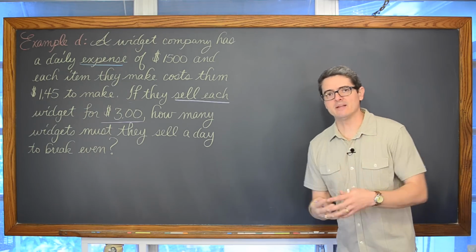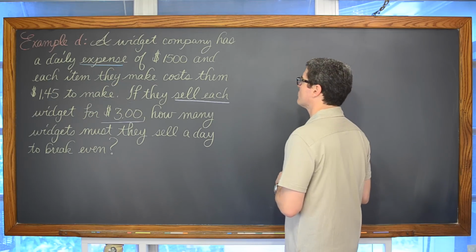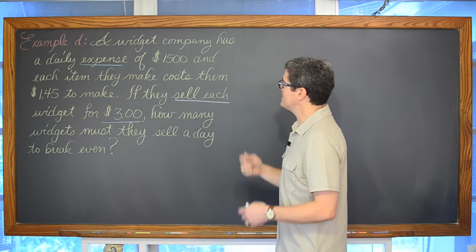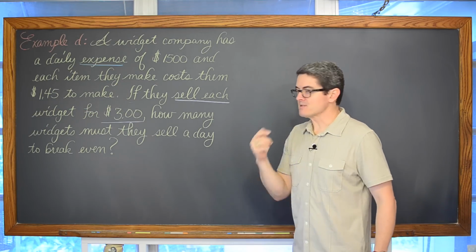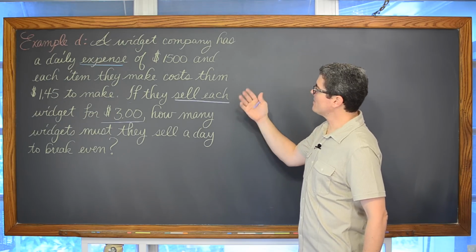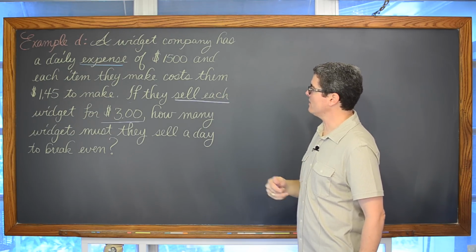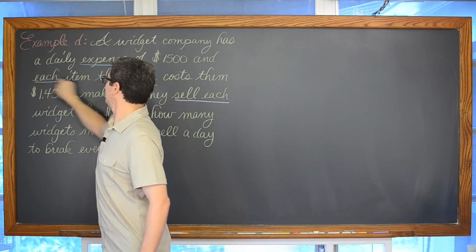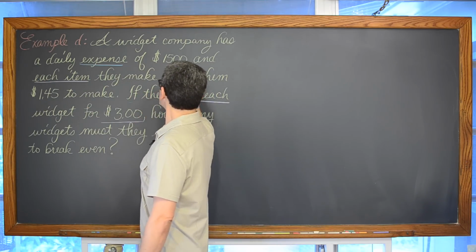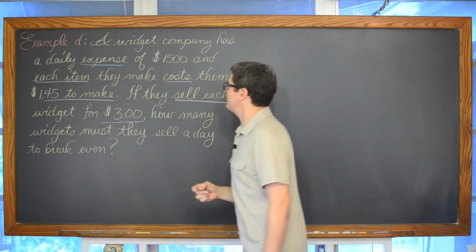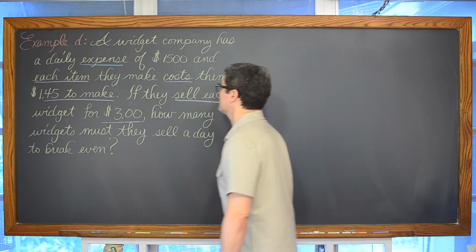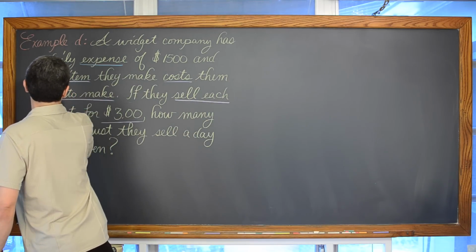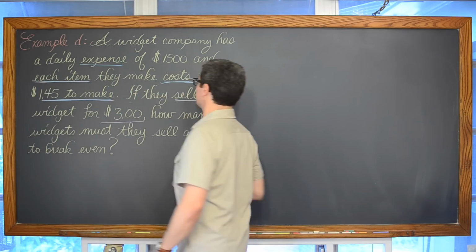Let's talk about the expense. How much is it costing this company to run every day? Well, every day, an expense. A widget company has a daily expense of $1,500, and each item that they are making costs them $1.45. I'm using the same color for a different part of the question, so I really meant to keep all that in blue.